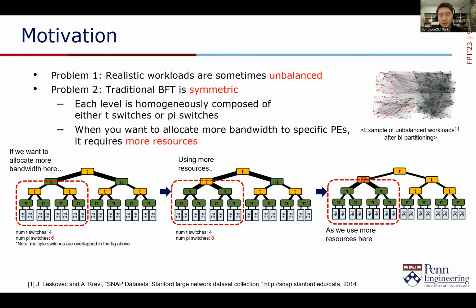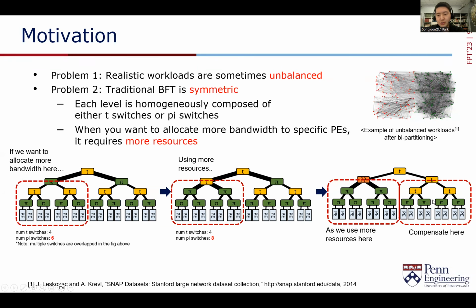So what we want is to use more resources in this subtree because we want more bandwidth. But here, we don't need much bandwidth, so we want to use less resource in this subtree. Ultimately, we want to selectively allocate more bandwidth to specific PEs like this, but using similar resources.